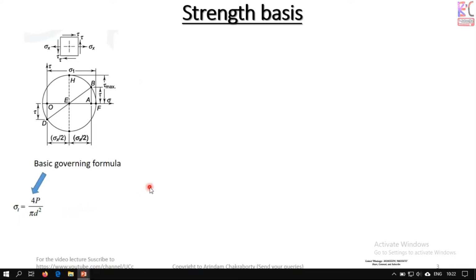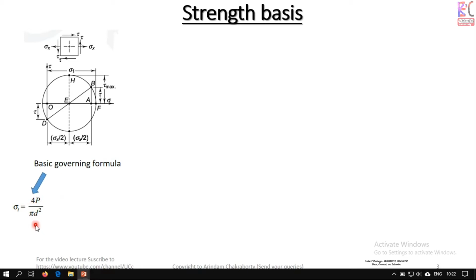Then what is the basic formula governing? We know sigma t is equal to 4P by pi d square. Since we are dealing with the shaft, what is the cross section of the shaft? It is a circle. So what will that be? Pi r square. So what is r? r is equal to d by 2. So we can write pi times d by 2 whole square, that is pi d square by 4, and the 4 being in the downside will come upwards, because sigma t is equal to force by area.